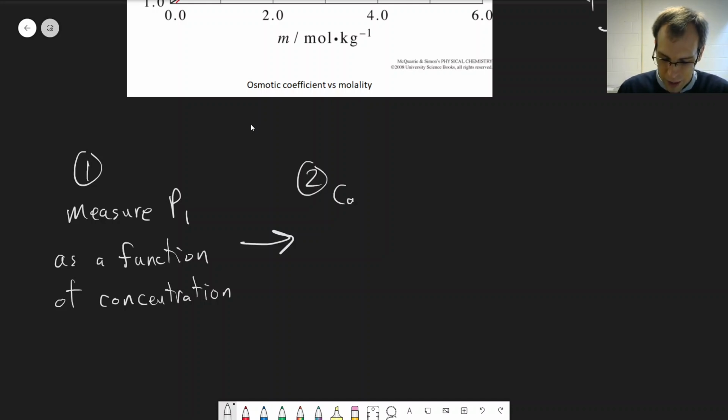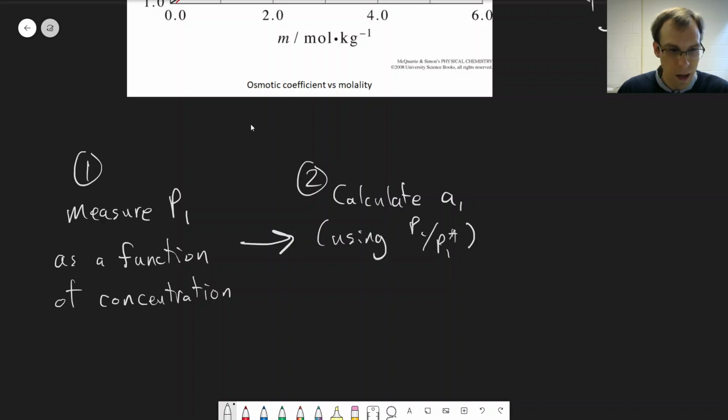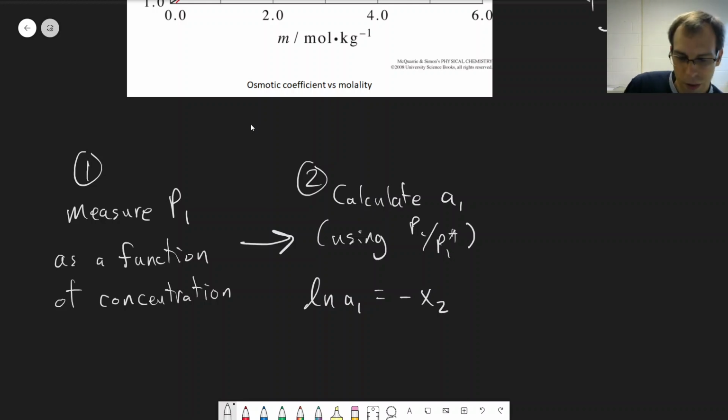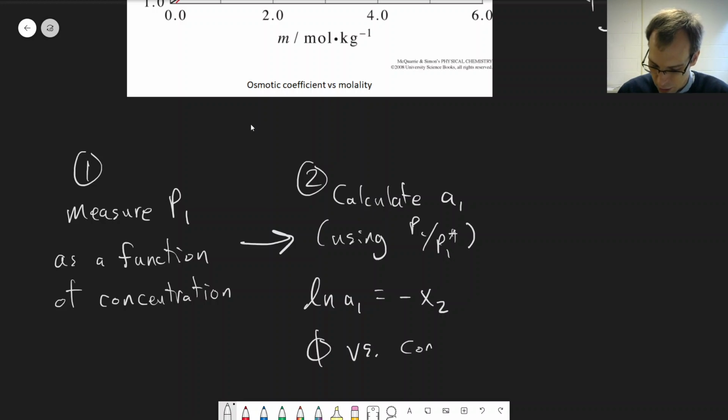Step 2, we can calculate the activity of the solvent using just the definition, P1 over P1 star, and then we can compare: log a1 is about equal to negative x2. We have this approximation from the Gibbs-Duhem relationship. From that, we can get phi versus concentration. So the deviations from this equation, which we have looked at in the last couple of videos, give us the values of the osmotic coefficient phi.